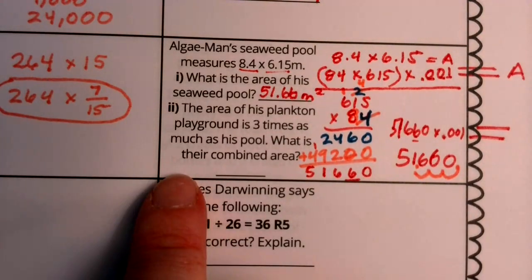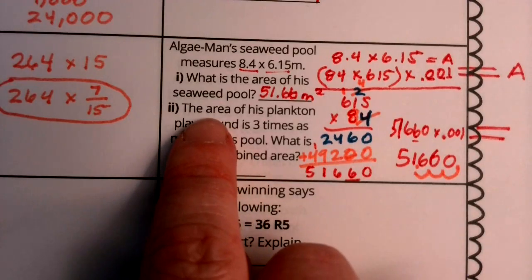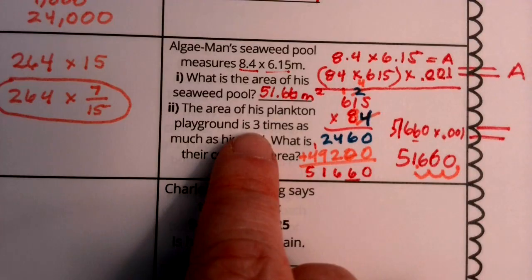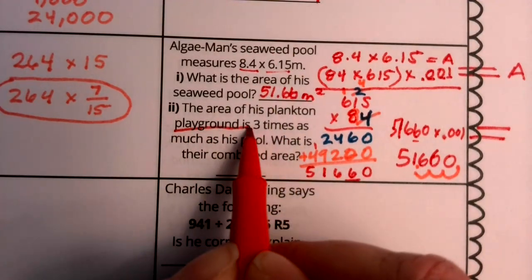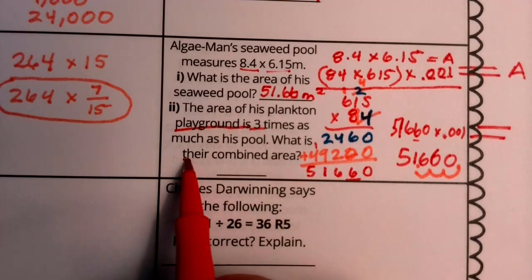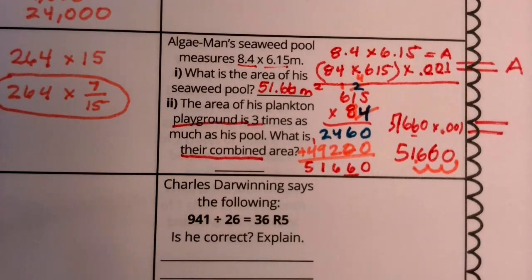Now, we're going to need a little bit more space because take a look. This has a number 2. This is a doozy. Okay. We have the area of his plankton playground is 3 times as much as the pool. So only the playground is 3 times as much. But notice the question. What is their combined area? So really, boys and girls, we are going to look at this number.